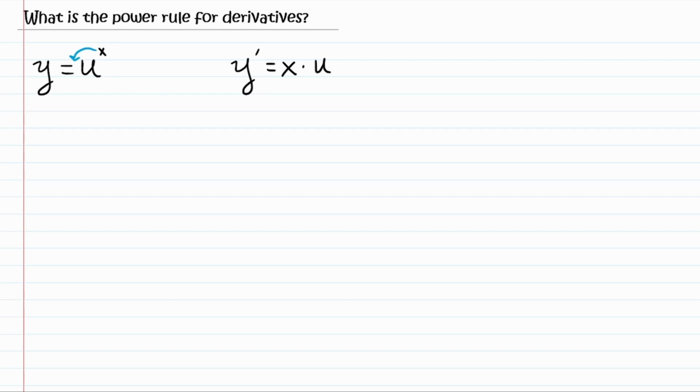So now we would have x times u. And what do we do with the exponent? We subtract 1. So we would have x times u to the x minus 1 power. That would be our derivative. So let's go ahead and apply that.